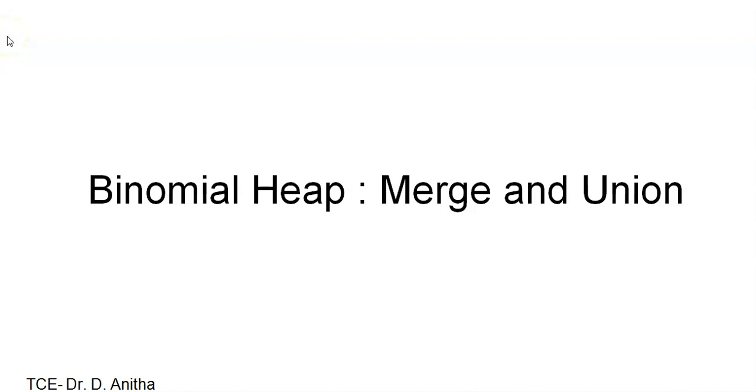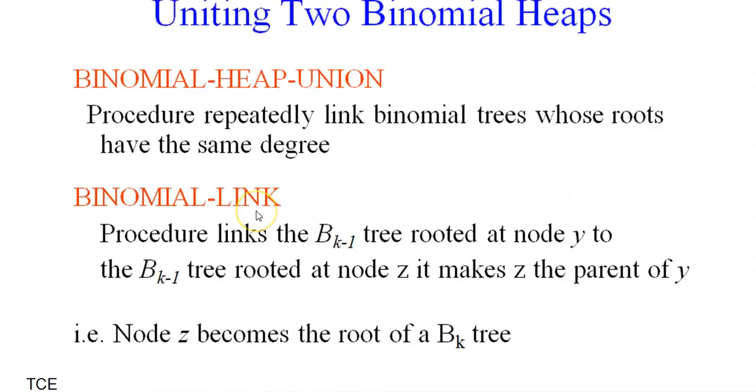Hello all, back again. In this video, we'll look at how merge and union operations in a binomial heap take place. Before getting into the actual pseudocode, we must be aware of the purpose of heap union. We already know that any binomial heap will contain binomial trees which have different degrees only. No binomial heap will contain binomial trees with the same degree.